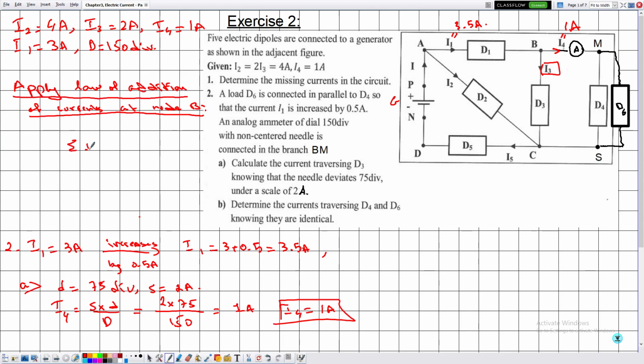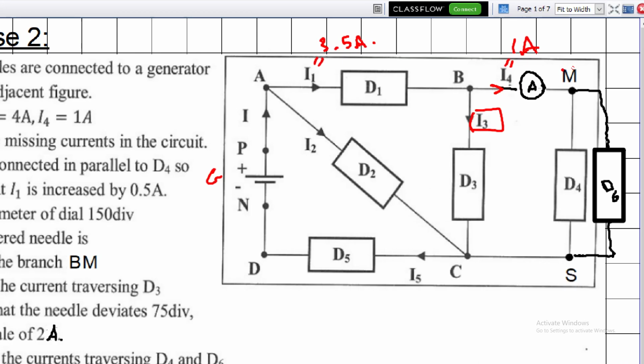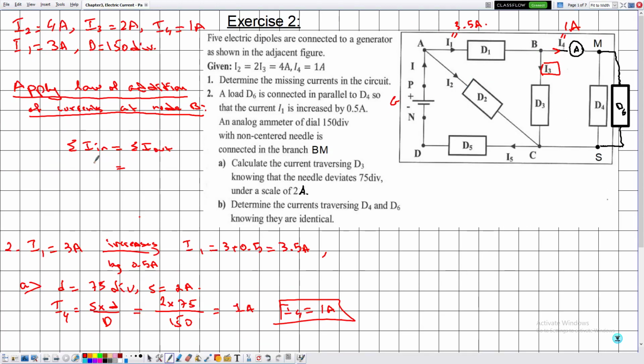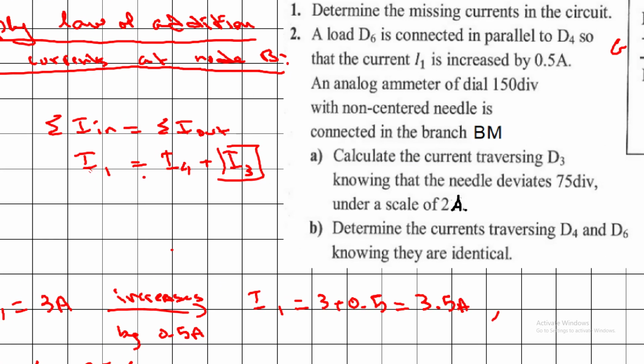then we have that the summation of I in is equal to the summation of I out. On the left hand side we write the currents that are entering the node B, which is given by I1, and on the right hand side we write the currents that are leaving the node B, which is given by I4 plus I3. Knowing that we are interested in determining I3, what's the type of this equation? Linear equation with one unknown.